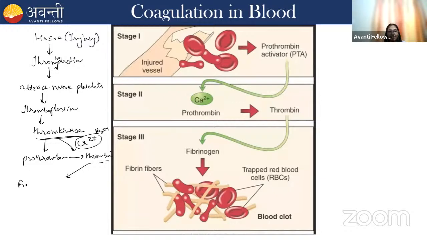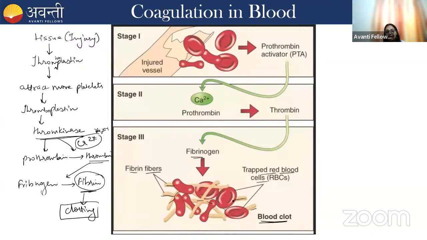Thrombin will act on fibrinogen, and the fibrinogen will convert into fibrin. This is the protein, the fibrin, which plays a very important role in clotting. It will lead to a clot. You can see the fibrinogen converted to fibrin, and therefore fibrin forms long fibers. These fibrin fibers trap the RBC and result in the blood clot. I hope it is clear.